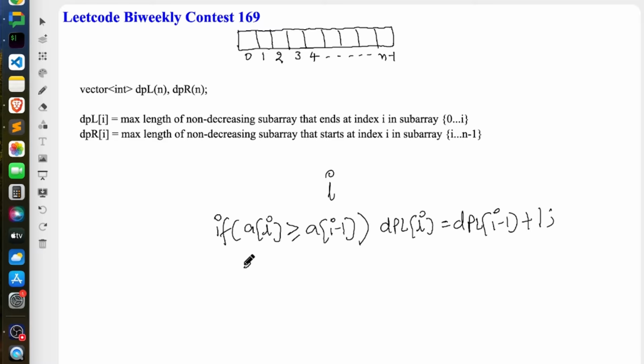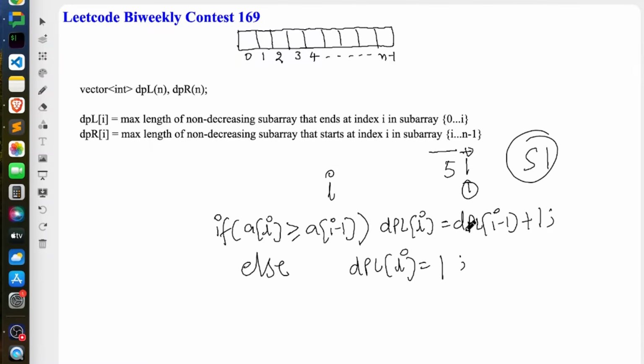Otherwise your dp L of i is nothing but 1. Because let's take an example. Let's say my previous number was 5 and my current number is 1. So what is dp L of this index? That is 1, right? Because see how long you can go in the reverse direction, in the left direction, such that your subarray that ends at index i is non-decreasing. See, only one, because if you include 5 and 1, this is not a non-decreasing subarray.